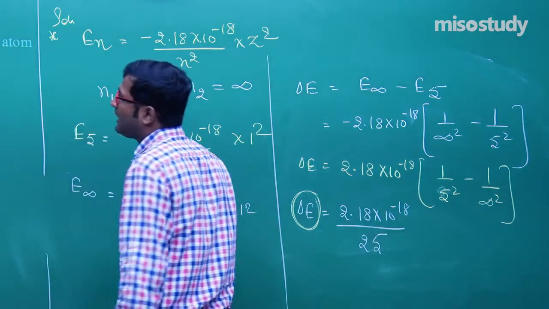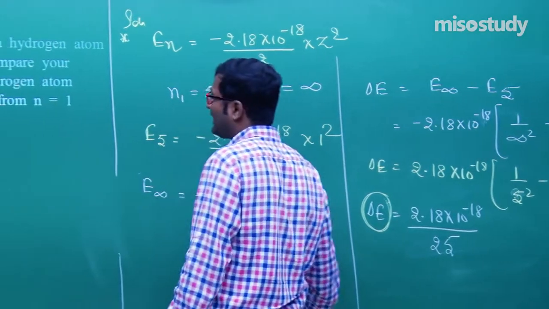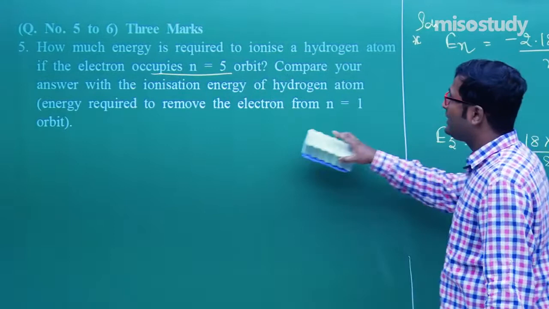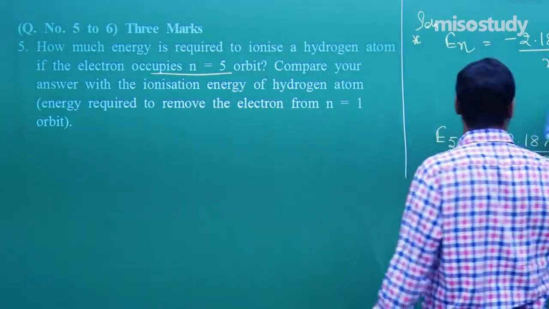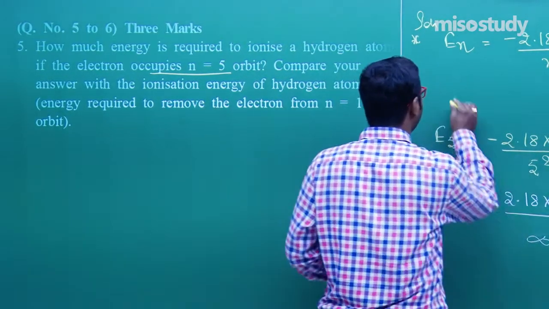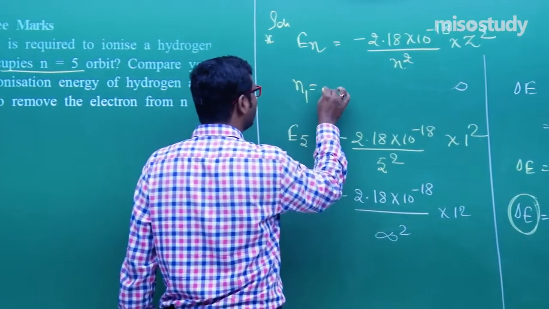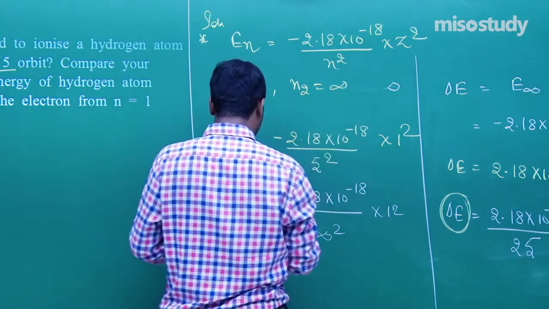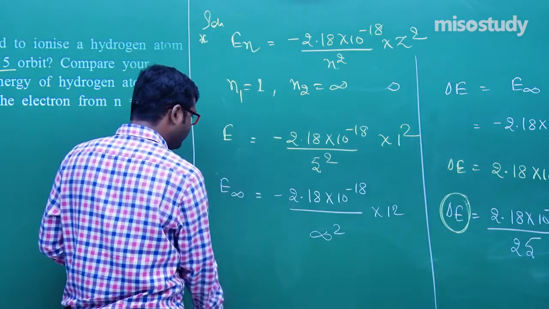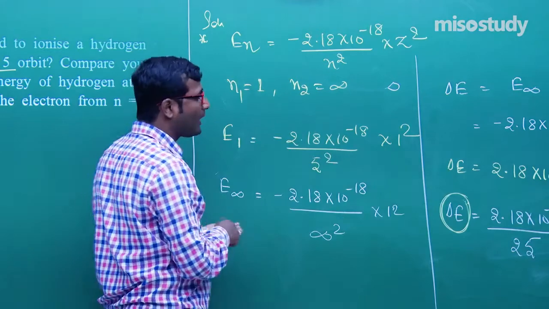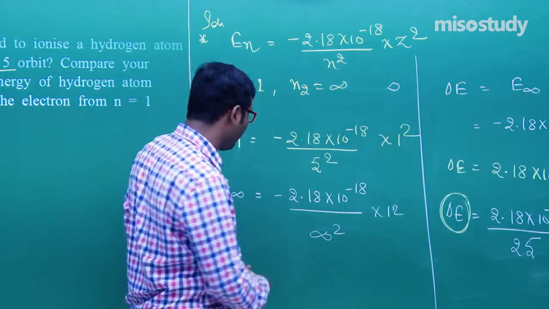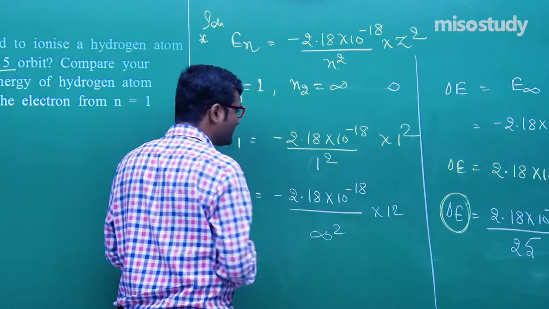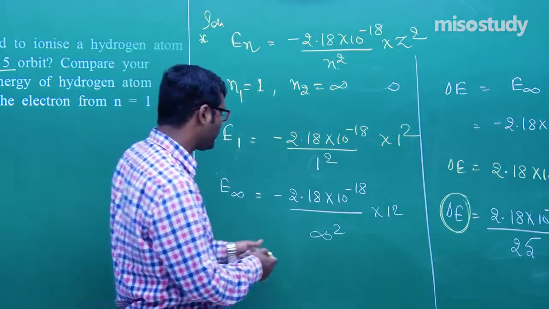Now the second part: compare your answer with the ionization energy of the hydrogen atom. In this case, we have to remove the electron from the n equal to 1 orbit. So here n1 is equal to 1 and n2 is equal to infinity. So put here E1 is equal to 2.18 into 10 to the power minus 18 upon 1 square. Yes sir, definitely 1 square, and infinity square.